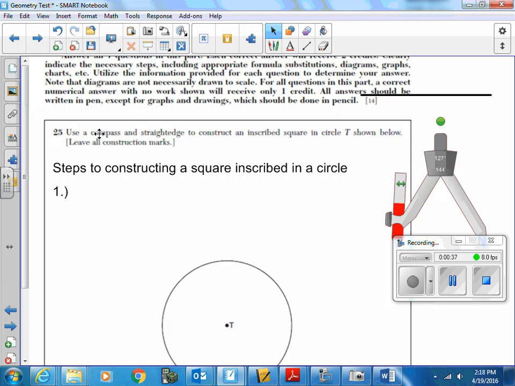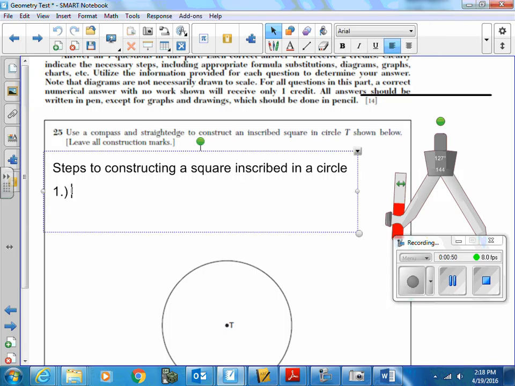We're going to use a compass and a straight edge to construct an inscribed square in circle T. Now we did that earlier in the year, but it's been a while, so let's go over these steps and make sure to write these down. Step 1, draw a diameter in the circle.